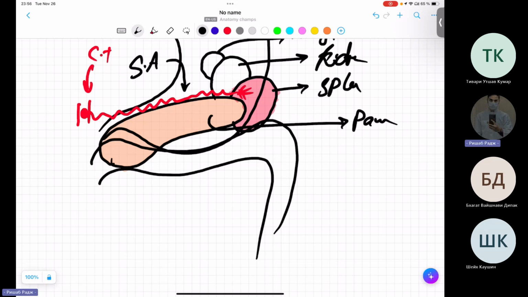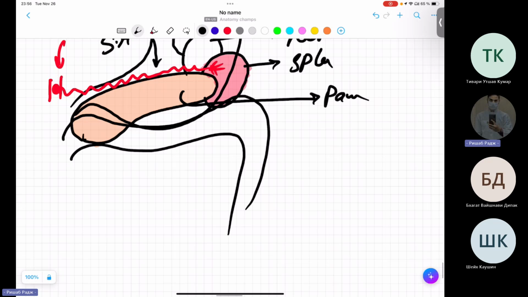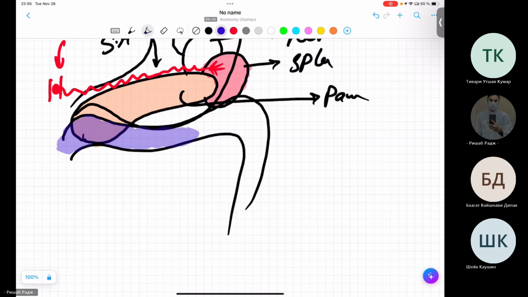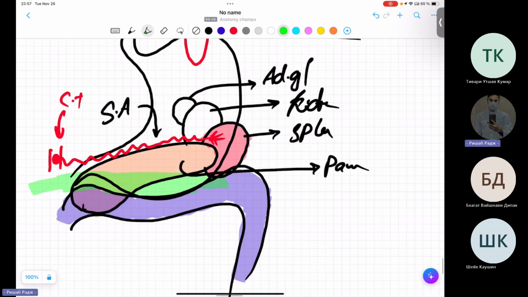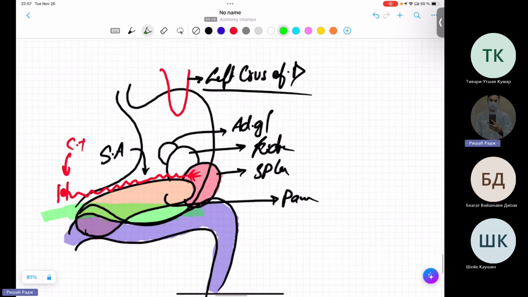Okay. Inferior, you will have the transverse colon here. And what is mesocolon? Mesocolon is the peritoneum through which your transverse colon hangs. Yes or no? So this will be present here in this part. Slightly complicated, but this is what it is in reality.